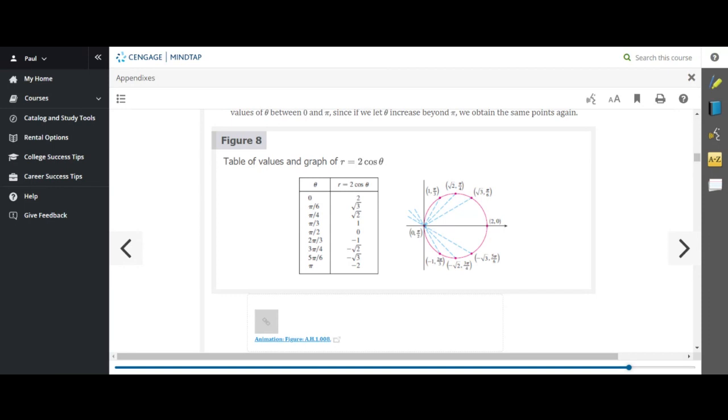At pi over 6, if we do 2 times the cosine of pi over 6, well, the cosine of pi over 6 is √3 over 2. So 2 times √3 over 2 is equal to √3. So the polar coordinate is (√3, pi over 6). From the x-axis you go up an angle of 30 degrees, and then from the origin you move out a distance of √3, and that gets you to that polar coordinate.